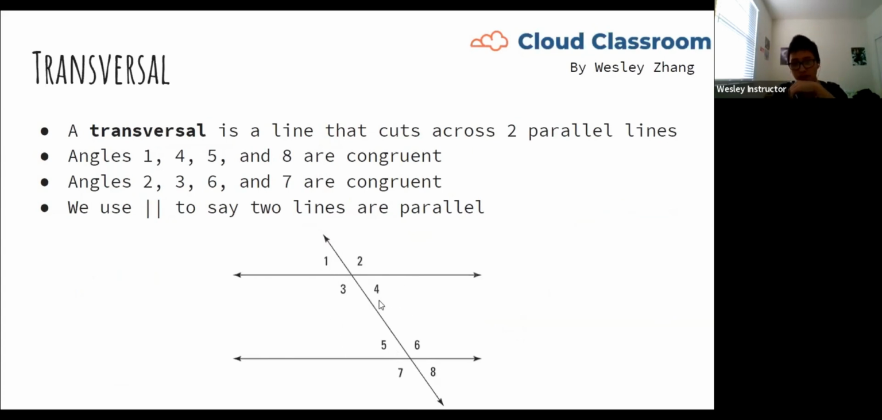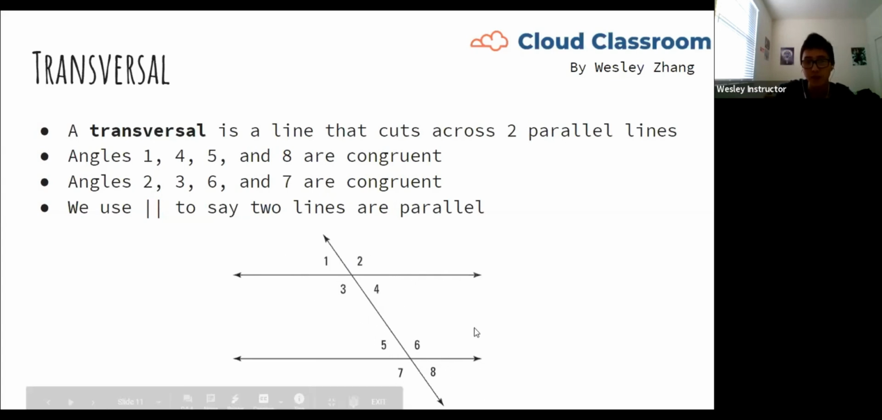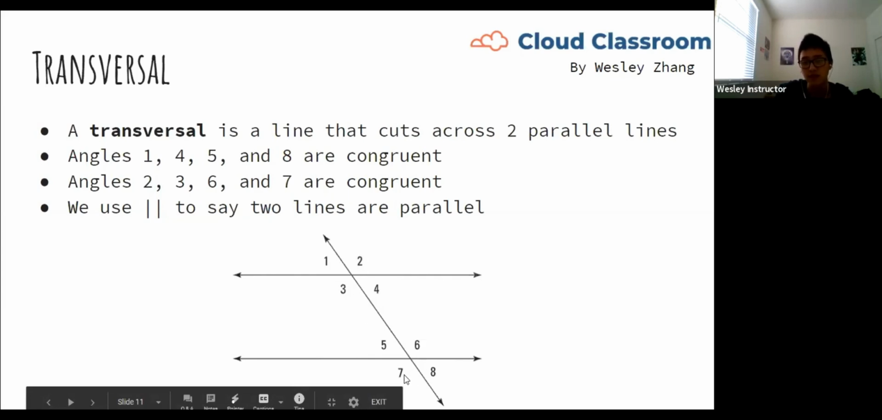Well, we see that 1 and 4 are vertical angles, obviously, and we see that 5 and 8 are also vertical angles. But in a transversal, when these lines are parallel, these pairs of vertical angles are congruent. And same thing with the other pairs of vertical angles: 2, 3, 6, and 7. 2 and 3 are vertical angles. 6 and 7 are also vertical angles. But when a transversal cuts across parallel lines, that makes these angles congruent. So remember, these lines have to be parallel. That's what makes these properties true.